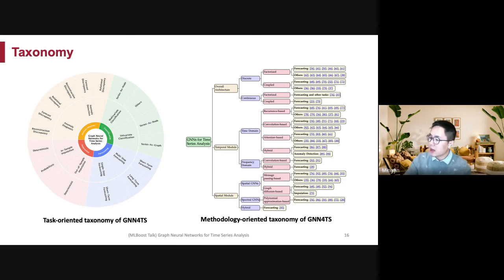And for the methodology-oriented taxonomy, as mentioned, we talk about the architecture, and then we talk about two typical modules, the temporal module and the spatial module. For each of them, we have different branches and different classifications. So let's dive into these two taxonomies in the following examples.